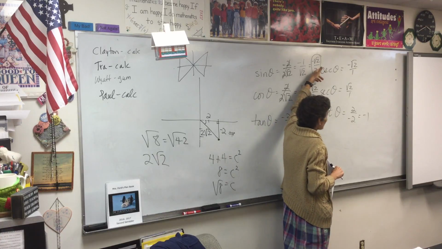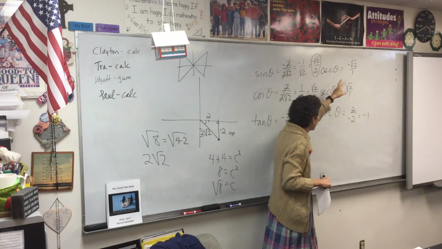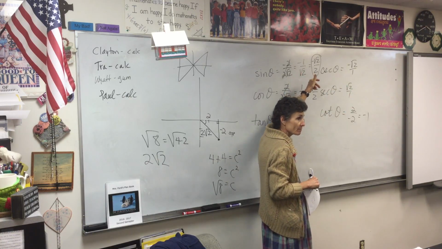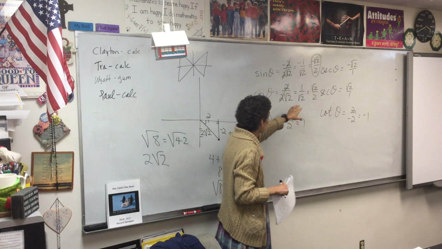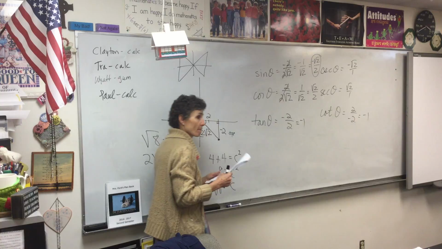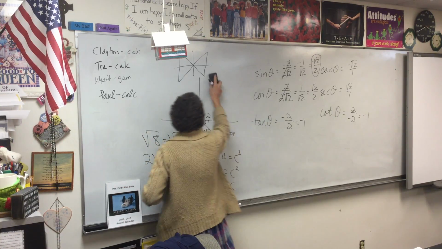If I wanted to flip that, I could, but then I'd have to do the simplification on that problem too. And I don't want to do that. So I just flip it here. I do the same thing here. I flip it here. Alright? Okay, let's try the next one.